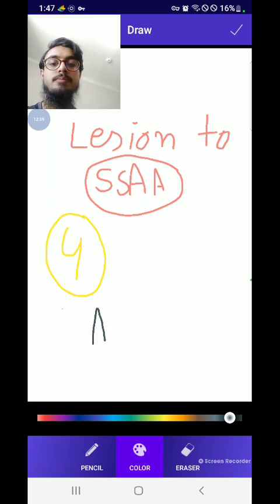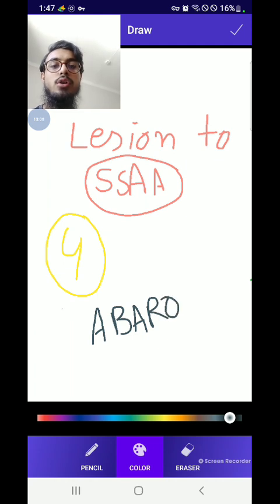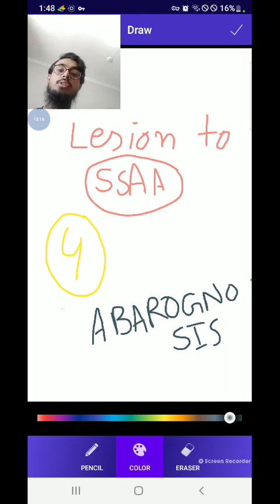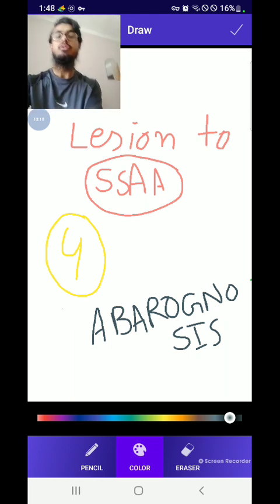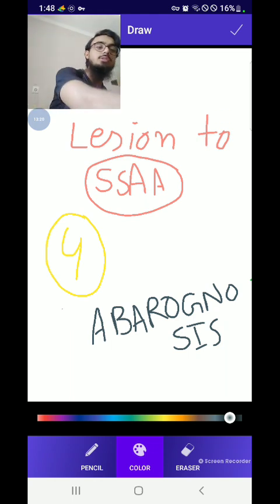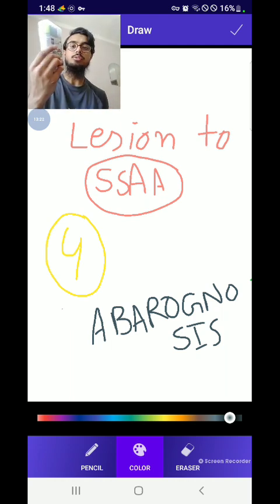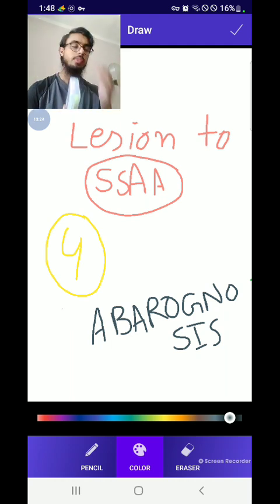The name is abarognosis. I will perform this test in front of you. I have some objects. For example, this is a color box and this is a pen. Let's think I am a patient.